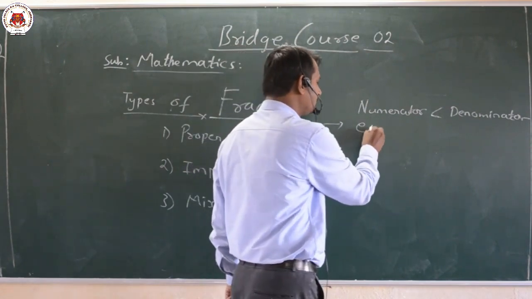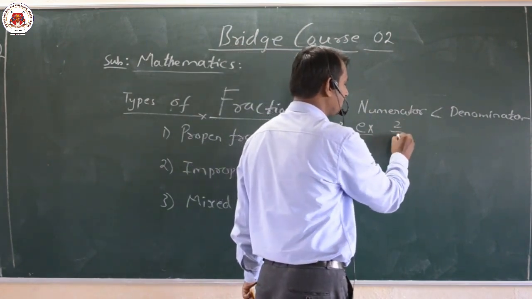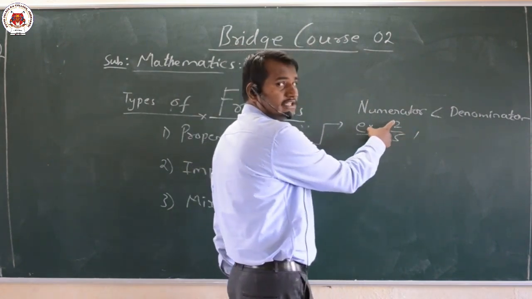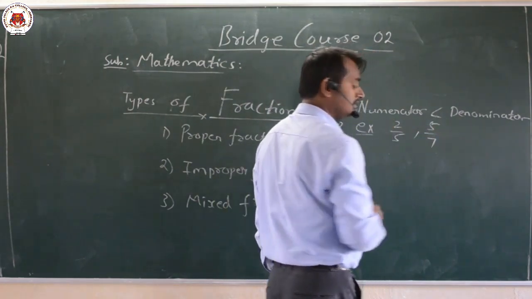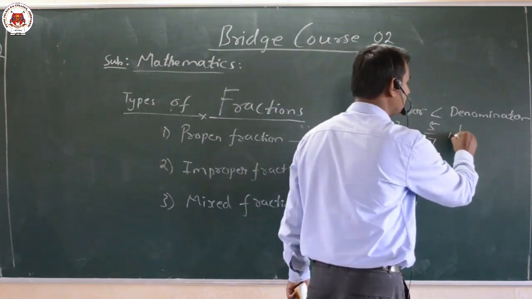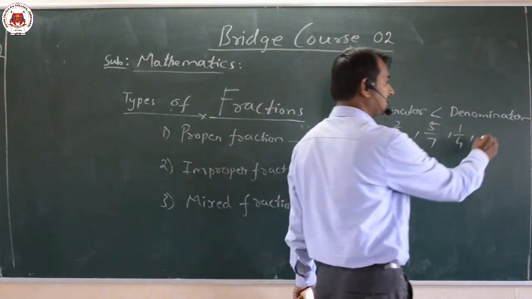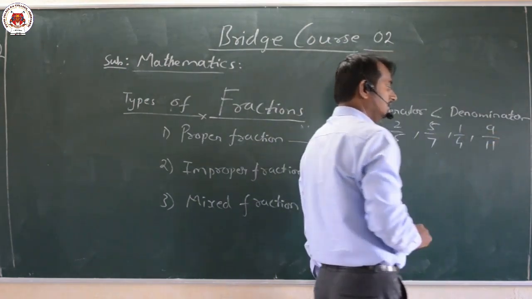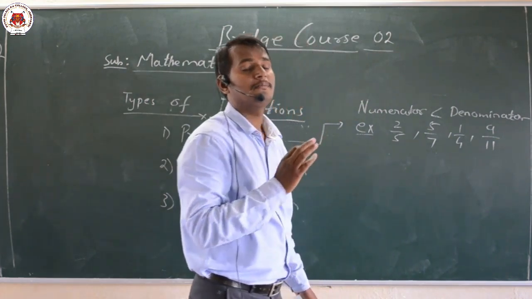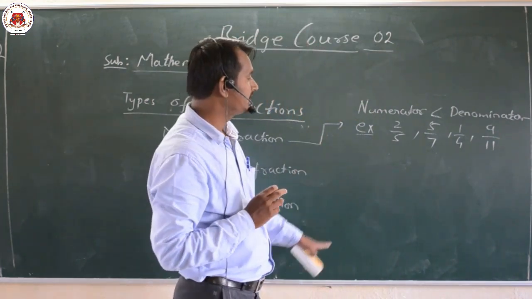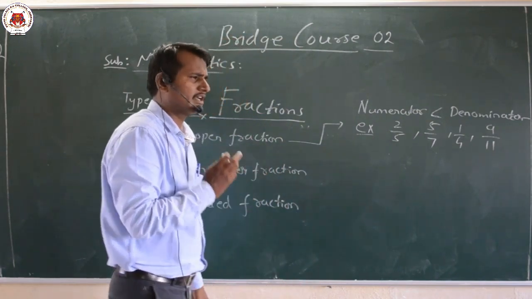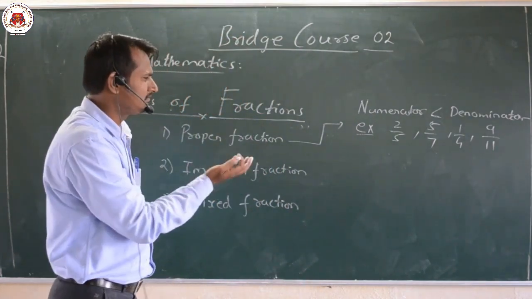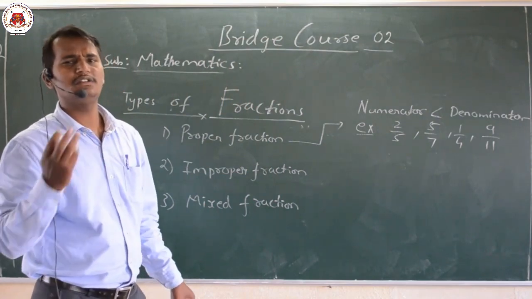Examples I can give are 2 by 5, where 2 is less than the denominator 5. Then 5 by 7, then 1 by 4, then 9 by 11. These are all examples of proper fractions. Now what do we mean by 2 by 5, 1 by 2, 1 by 3? What are all these things?